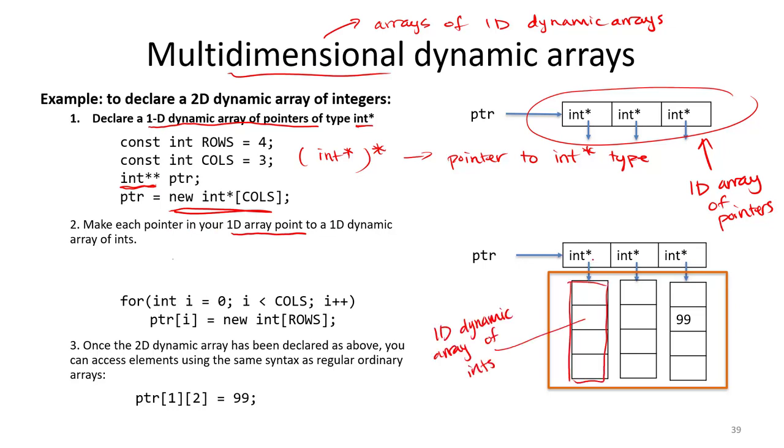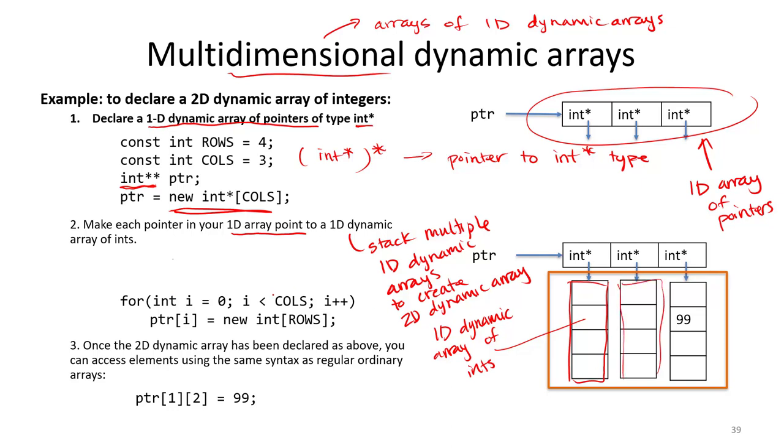So notice essentially what we're doing here is we are stacking multiple 1D dynamic arrays together. And when we stack multiple 1D dynamic arrays, we create a 2D grid or 2D dynamic array. So here you see, if we have this for loop, we can actually create a 2D dynamic array with 4 rows and 3 columns.